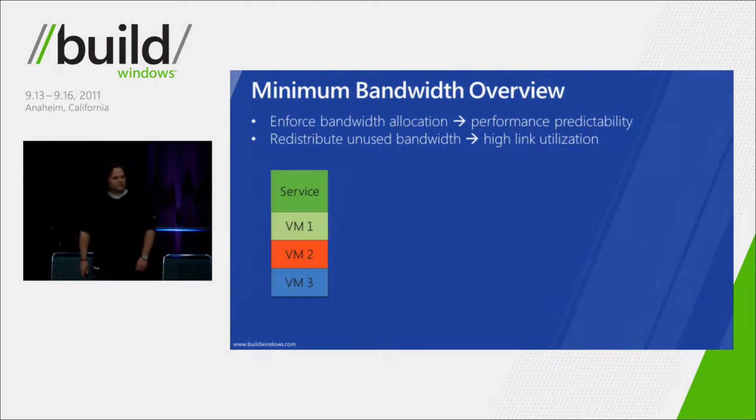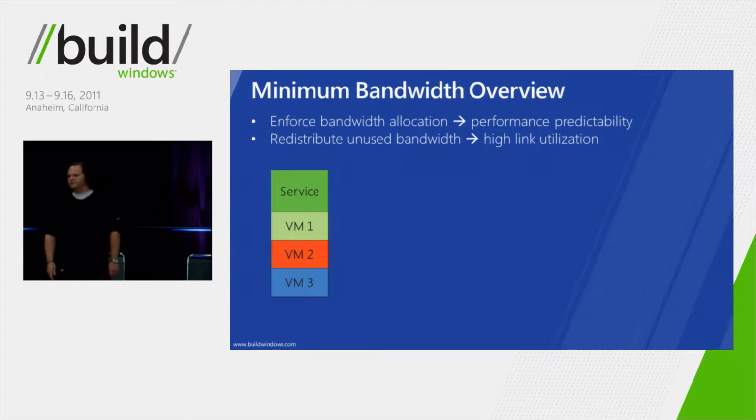So suppose you have 3 services you want to host. You want to be able to enforce a bandwidth allocation on those 3 services, and you want to get performance predictability on them.